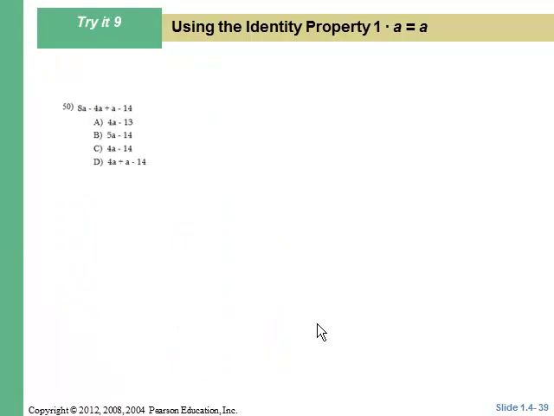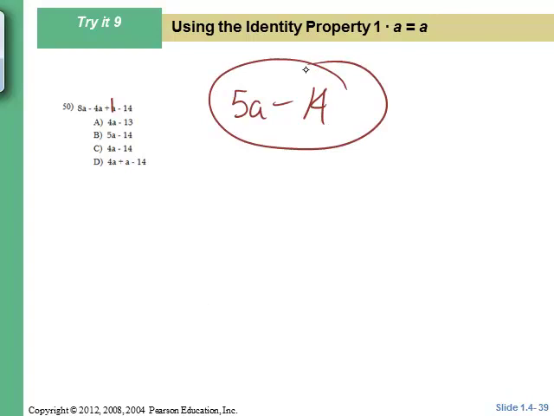Okay, you try this one and I'll show you how I did it. Remember that the A is 1A. Okay, so you have 8 A's minus 4 A's is 4 A's, plus 1A is 5A. Take away 14. You can't combine A's and 14s because you can only combine things that are like.